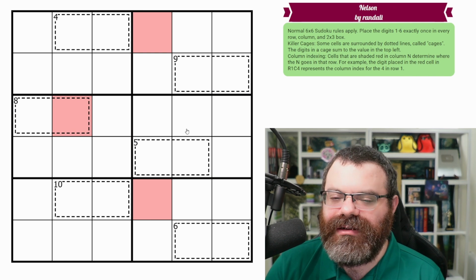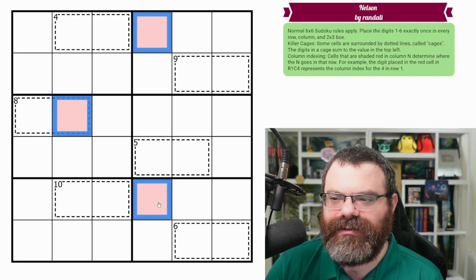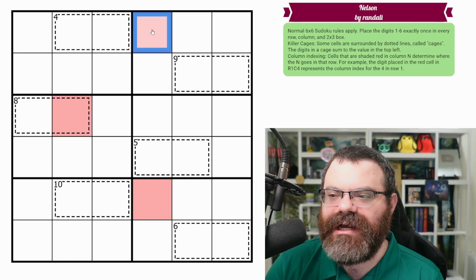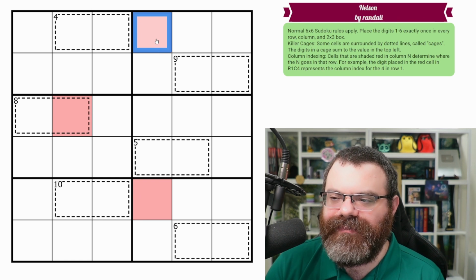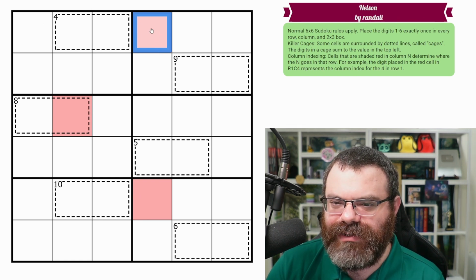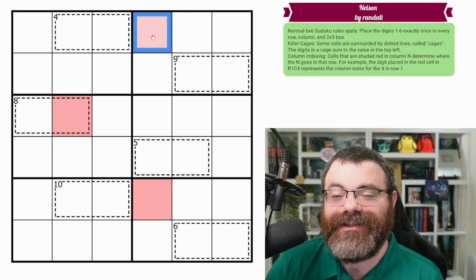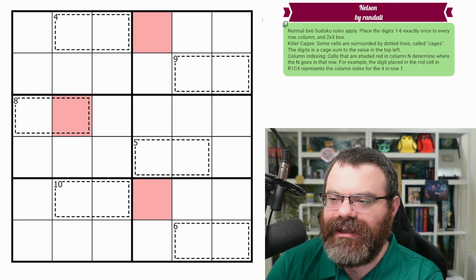We also have column indexing. Just these 3 red cells here are column index cells. If a cell is shaded red, then it tells you where the column number goes in that row. I know it's a little confusing, but let's go through an example.